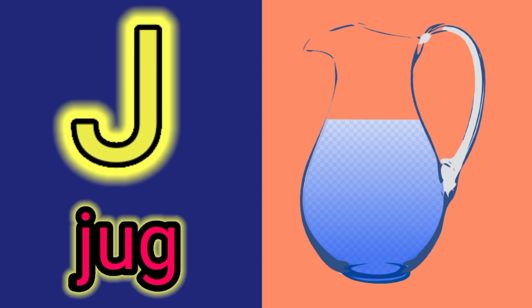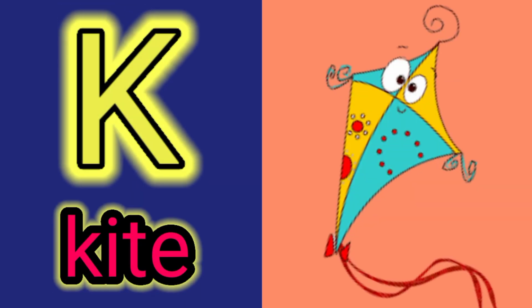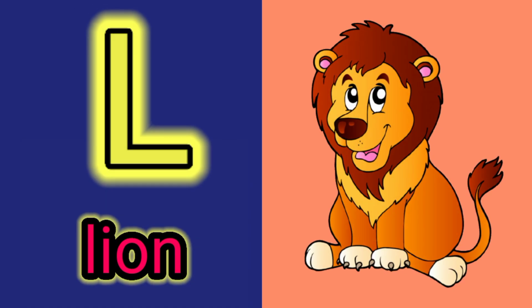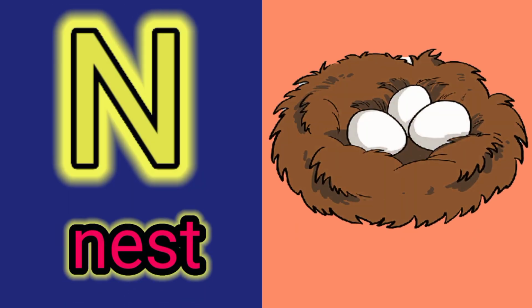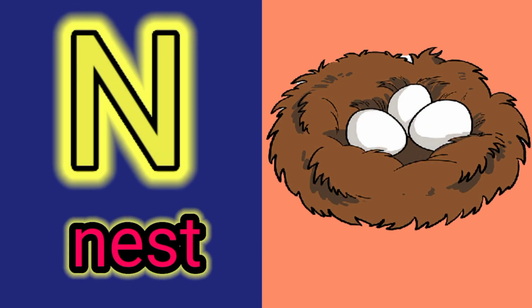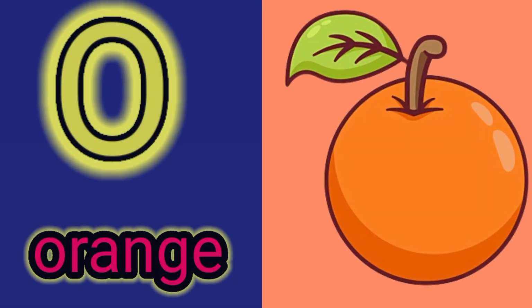J for jug. K for kite. L for line. M for monkey. N for nest.